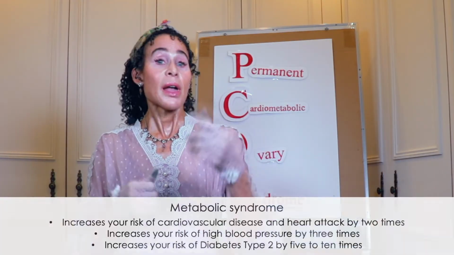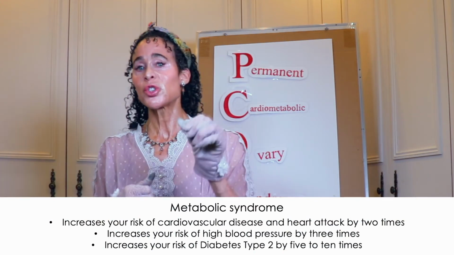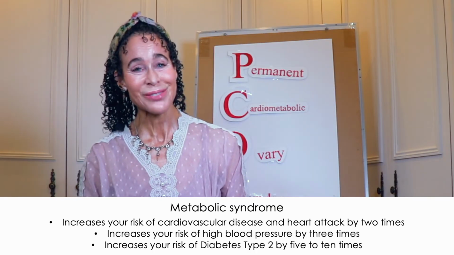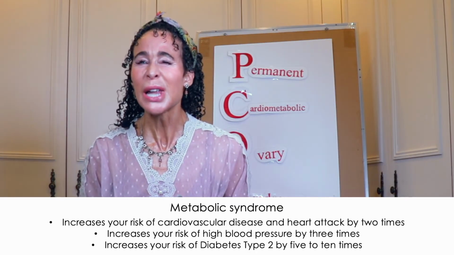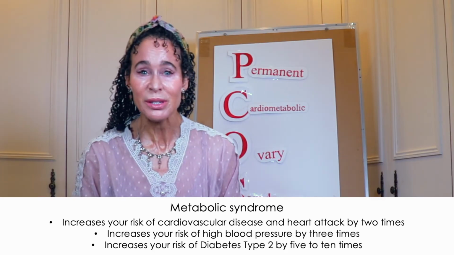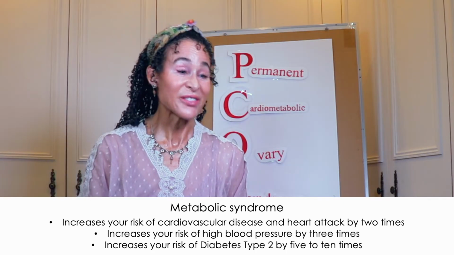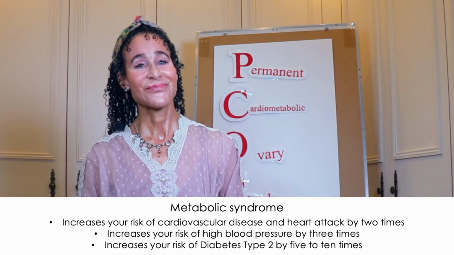20% of women with PCOS have metabolic syndrome. Metabolic syndrome increases your risk of cardiovascular disease and heart attack by 2 times. It increases your risk of high blood pressure by 3 times. And it increases your risk of diabetes type 2 by 5 to 10 times. I've already taught you that diabetes type 2 puts you at high risk of both heart attack and Alzheimer's. Some people even call Alzheimer's disease diabetes type 3.